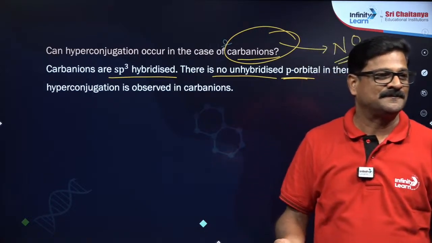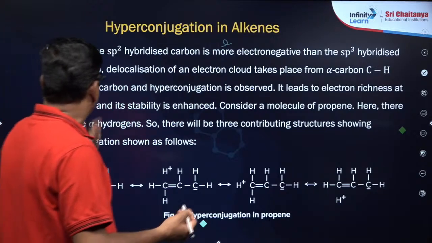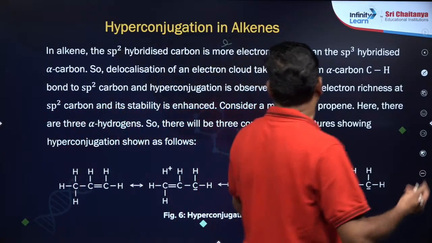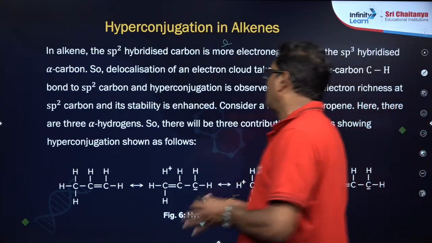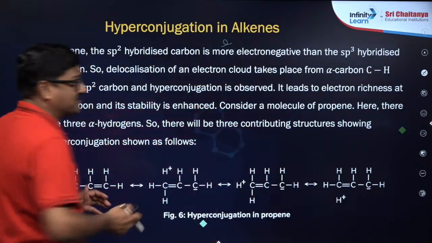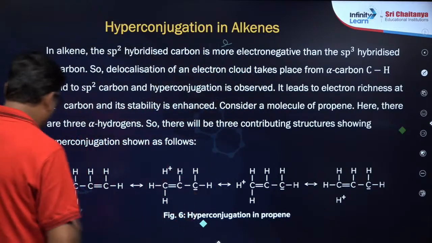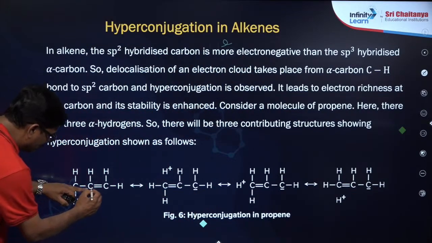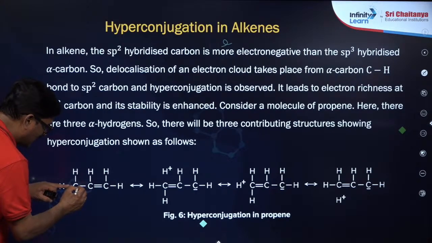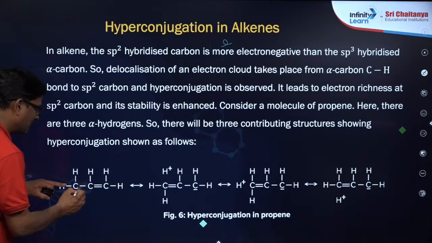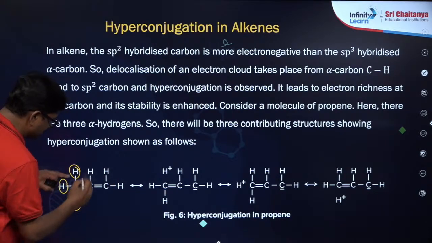Abhijit, come on. So moving ahead, in alkenes the sp2 hybridized carbon is more electronegative than the sp3 alpha carbon, so delocalization of electrons could take place from the alpha carbon to the alpha hydrogen, right? That's what is happening. So this is the carbon double bond and this is the alpha carbon, so that it is going to participate in hyperconjugation like this.